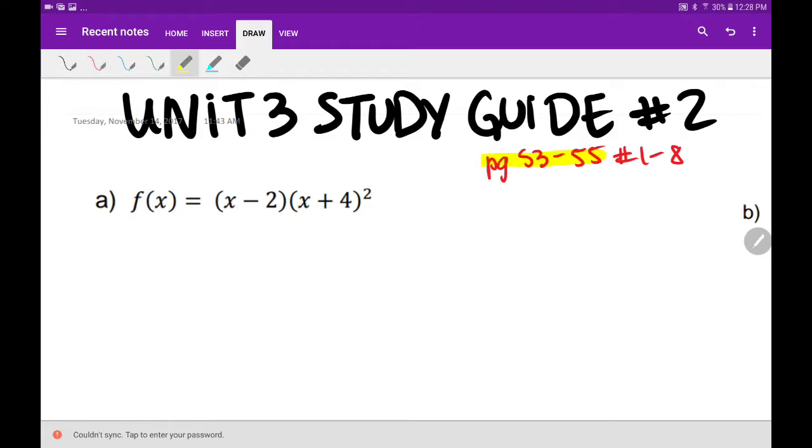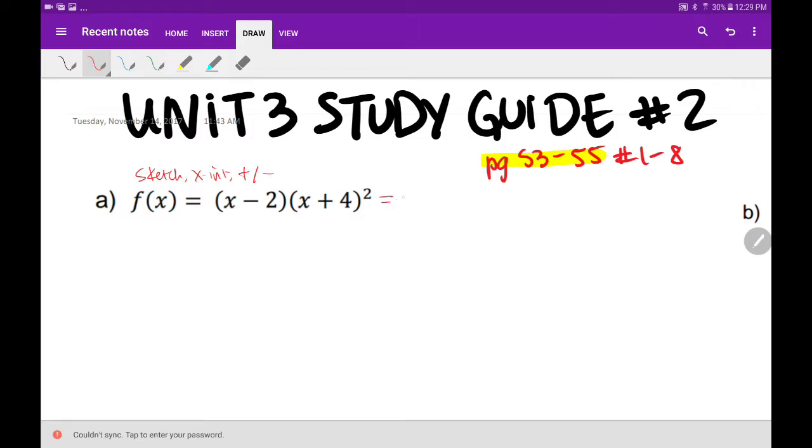All right, so let's start with number 1. It says sketch the graph of the function, and we want to identify the x-intercepts. So we're going to sketch. We're going to identify the x-intercepts, and then where the graph is positive and negative. So let's get started. Well, first we're going to find our x-intercepts.